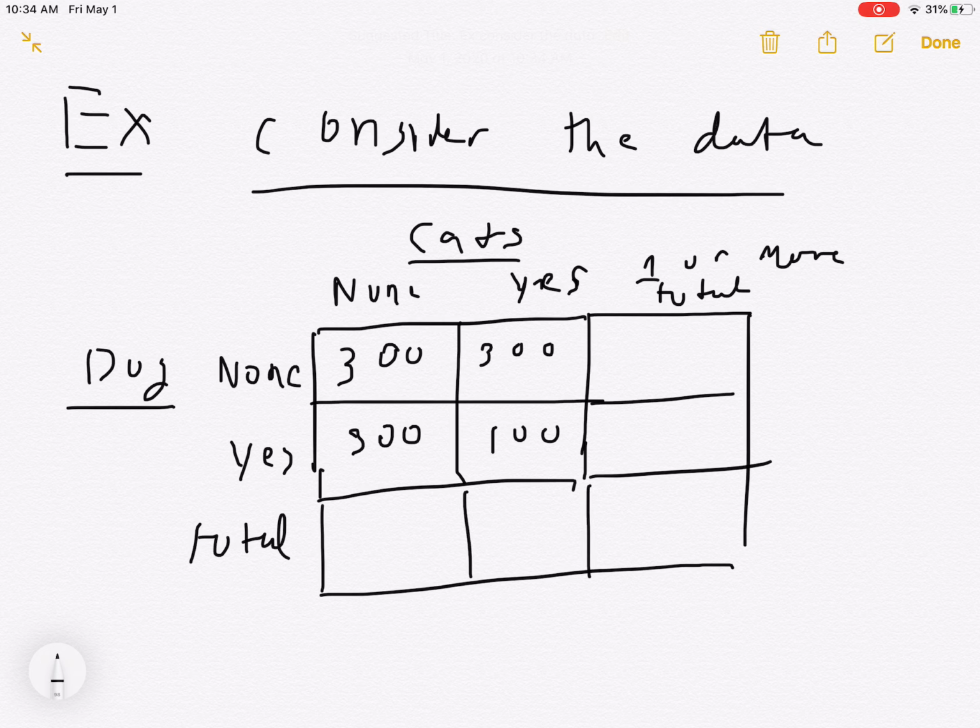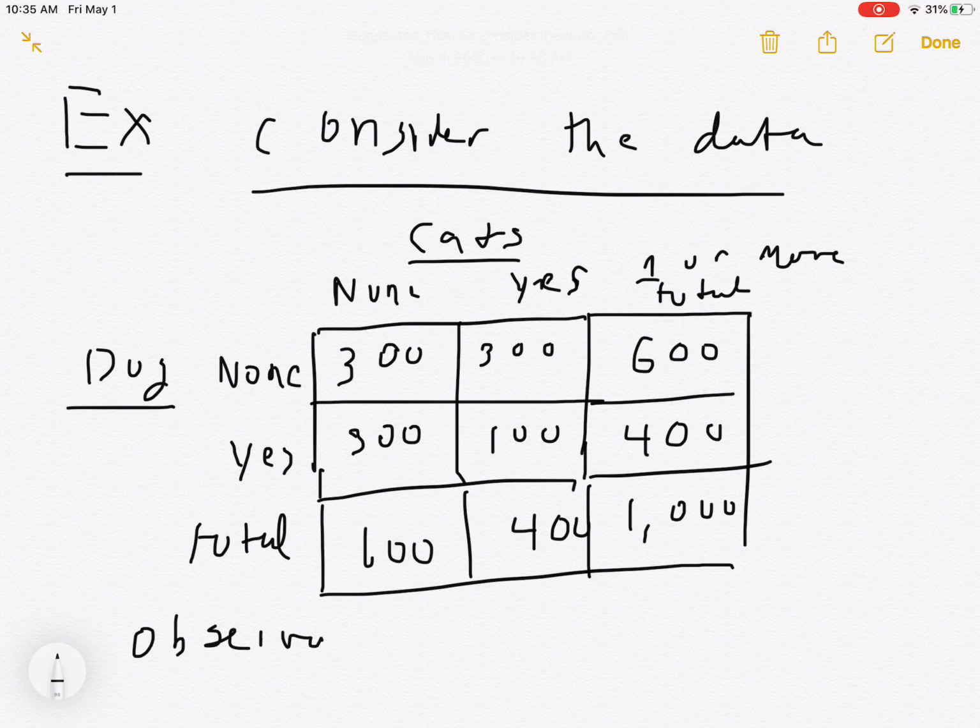So when I add this row, I'm going to get 600. I'm going to get 400 there. And when I add this column, I'm going to get 600, and I'm going to get 400. The grand total is not going to be 2,000, this plus this plus this plus this. Instead, it's just going to be the sum of the interior. That's 1,000. So here we're going to use observational probability.